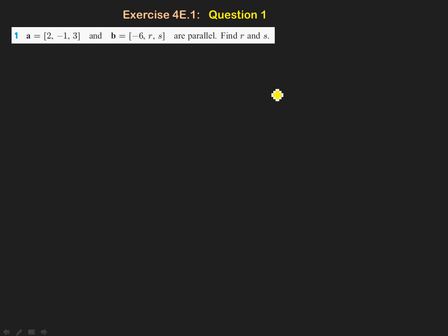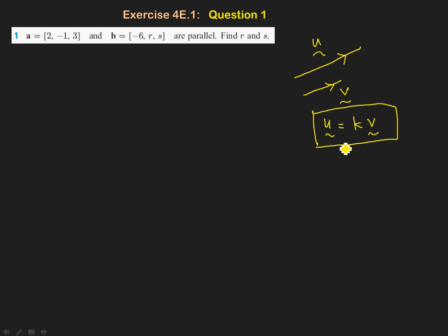Okay, this is the first video on the exercise 4E1. Let's begin with some background knowledge about parallelism. Suppose you have a vector u and another vector v, which is parallel with vector u, but perhaps, as you can see, slightly shorter. However, it doesn't matter. We can then relate these two vectors in this equation.